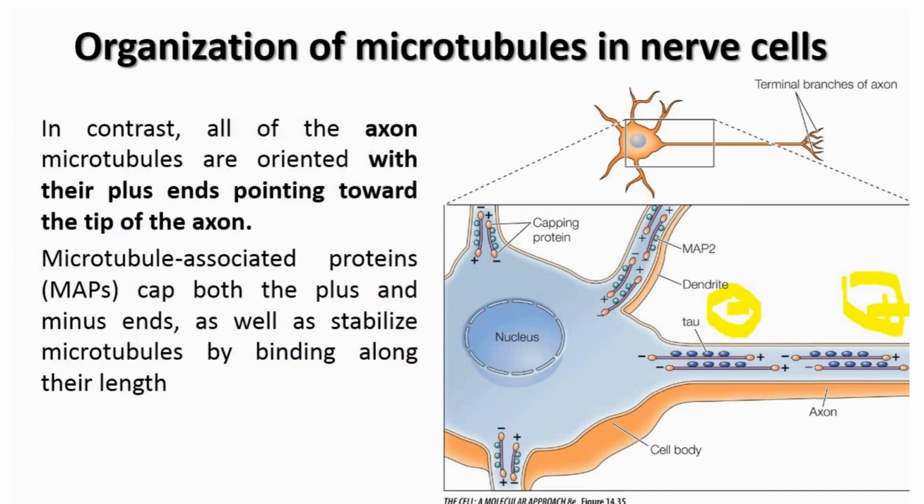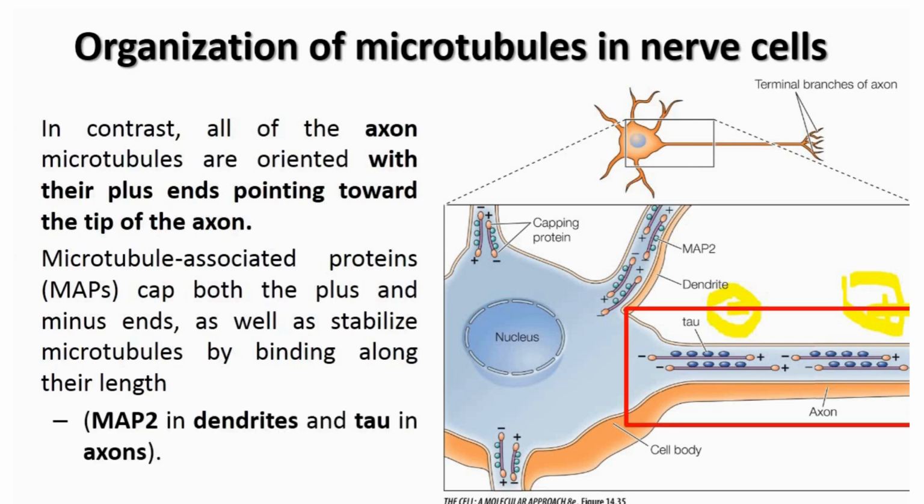Microtubule associated proteins cap both plus and minus ends and then stabilize the microtubule by binding along their length. Now there is a difference in protein between the two processes. In fact, we have MAP2 in dendrites, whereas tau in case of axons. So in dendrites we have MAP2, and tau in axons.